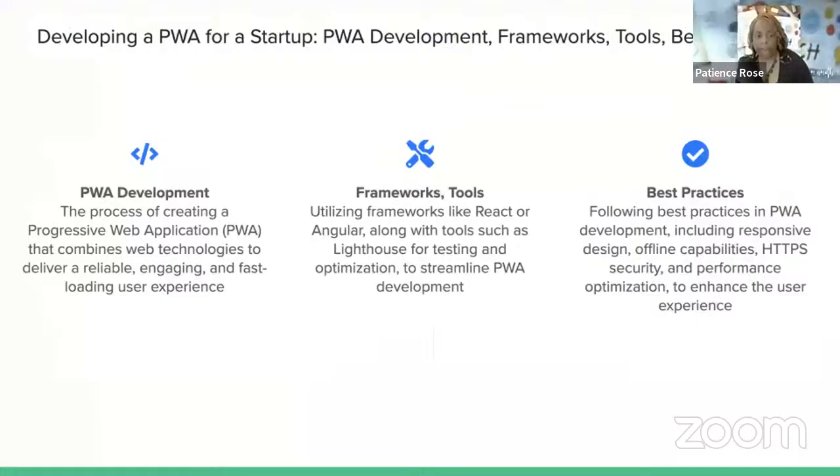There's a framework called React, and there's one called Angular. There are also some tools like Lighthouse for testing and making sure that it's optimized to streamline the PWA development. But then there are also some other software options that you can use where they already have apps that might be built out inside of the software, like Softr, JotForm, and even Airtable. All three of those have a semblance of internal components that can be put together to create really good PWAs, and you don't have to spend nearly as much money.